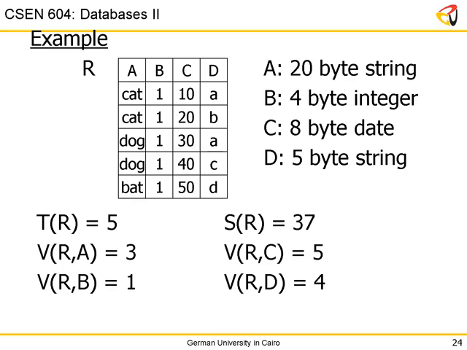So V(R,A) is 3. The number of unique values in column A is 3: cat, dog, and bat. The number of unique values in B is 1, obviously. In C, it's 5. And in D, it's 4. So that's V(R,D) is 4. Okay? And if I know the size of every column, then I can figure out the size of the row, which is 37 bytes, summing up these numbers. Okay?